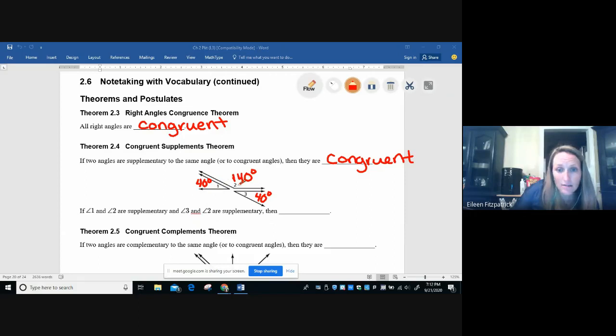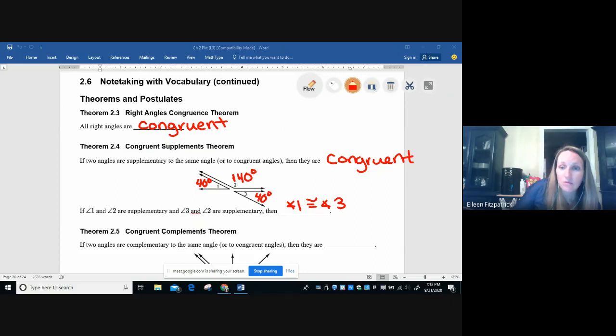All right, so look at this. If those two are supplementary and those two are supplementary, since angles 1 and 3 are supplementary to the same angle, then mathematically 1 and 3 have to be the same measure. Think about that again. If 1 and 2 add up to 180 and 2 and 3 add up to 180, that means that 1 and 3 have to be the same measure. Then angle 1 is congruent to angle 3. That is what the congruent supplements theorem says.